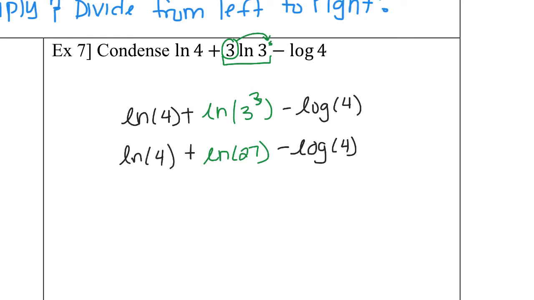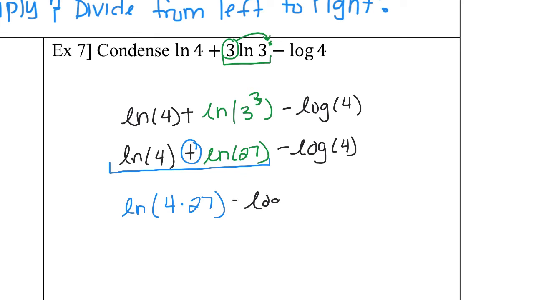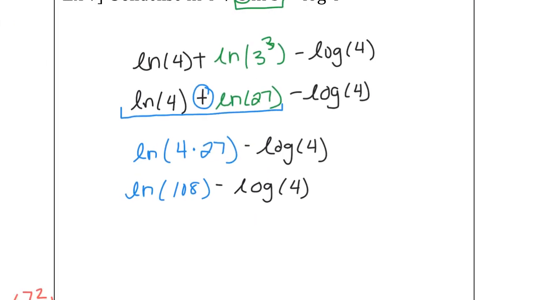Now we're going to read left to right and work on what operation we come to first. I see a plus. That means these two logs were actually multiplied together. So natural log of 4 plus natural log of 27 can be changed into natural log of 4 times 27 minus log of 4. Again, simplify as we go here. 4 times 27 makes 108 minus log of 4.